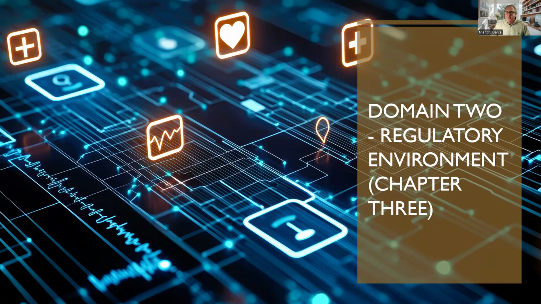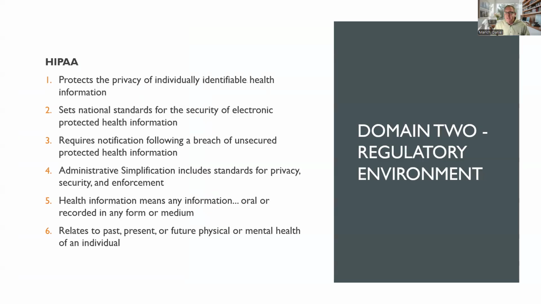Okay, so Domain 2, regulatory environment. Now we get into the really thick stuff here of HIPAA. HIPAA comes into play finally. HIPAA protects the privacy of individuals' identifiable health information, sets national standards, and requires notification following a breach. Administrative simplification becomes introduced as part of HIPAA, which includes standards for privacy, security, and enforcement.